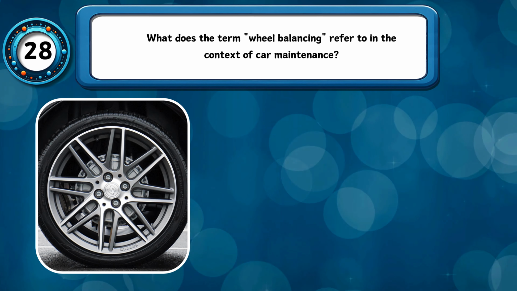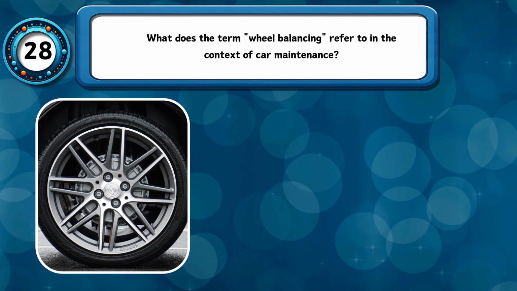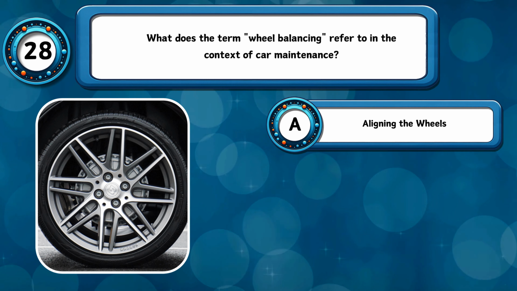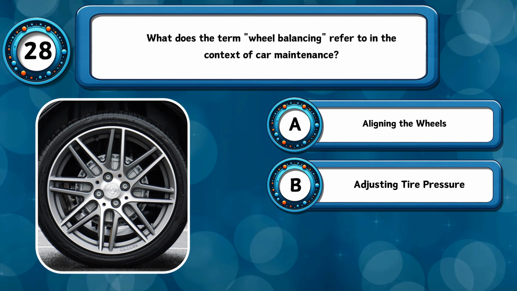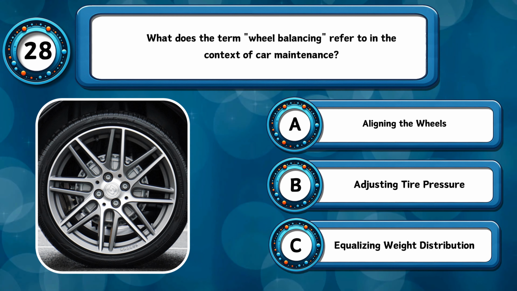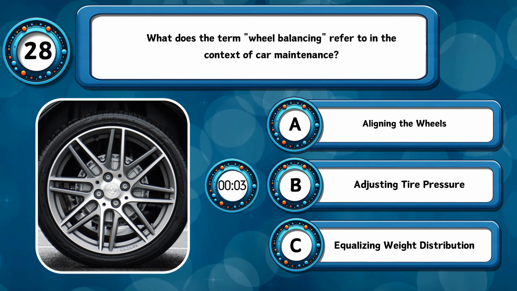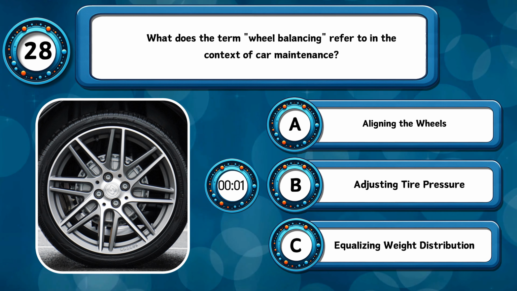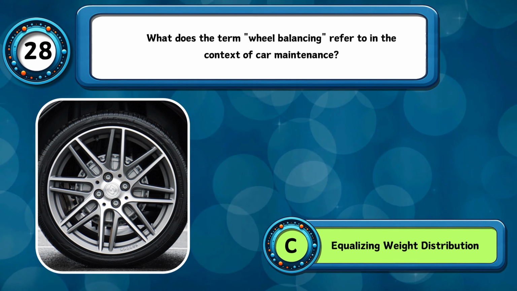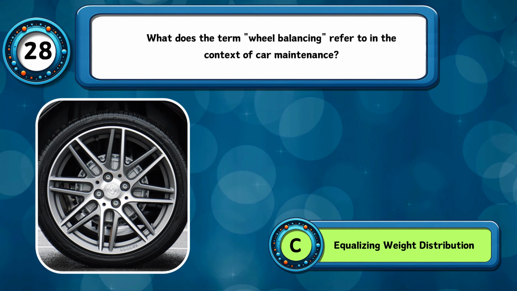Question 28. What does the term wheel balancing refer to in the context of car maintenance? A. Aligning the wheels. B. Adjusting tire pressure. C. Equalizing weight distribution. Correct answer is C. Equalizing weight distribution.